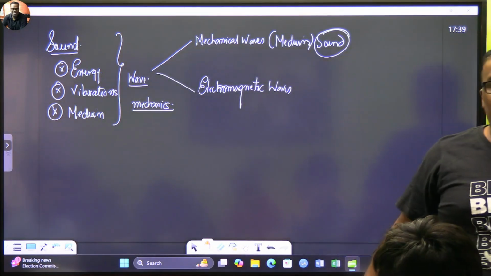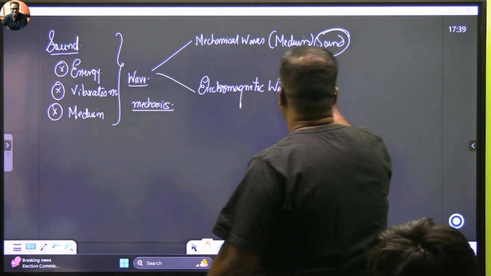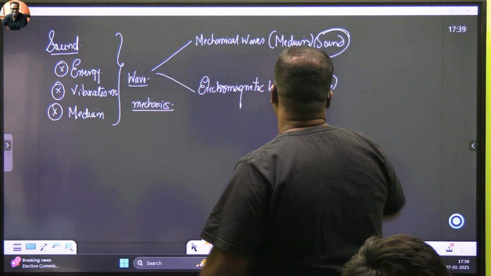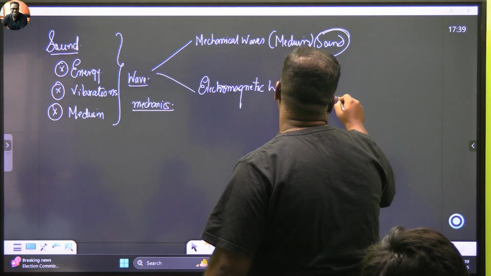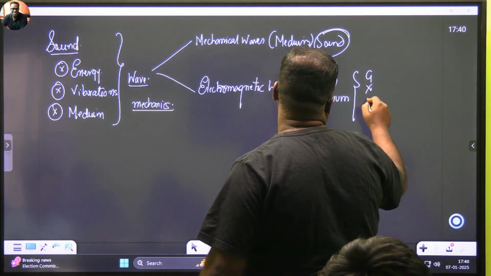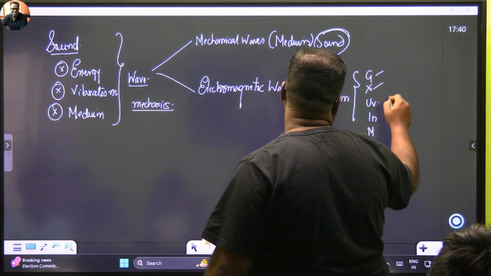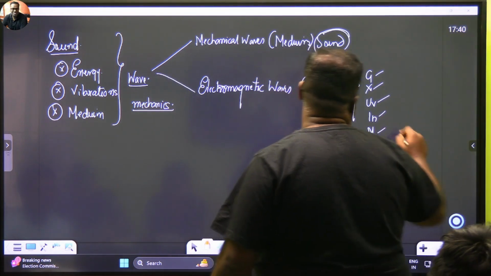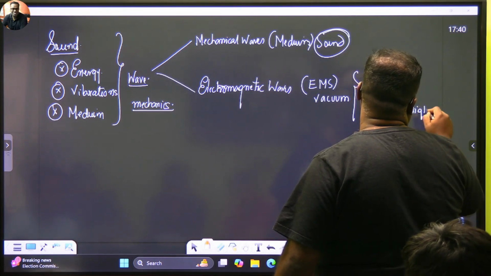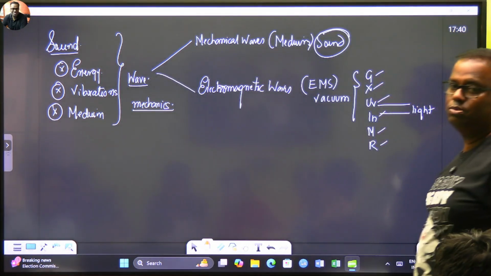Electromagnetic waves are the waves which do not need any medium for propagation. So everything that you see in the EMS, electromagnetic spectrum of the sun, all these are electromagnetic waves. They can travel in vacuum also. Just generic knowledge. What are the examples? Gamma rays, X rays, UV, infrared, microwave and radio wave. Also between these you have got your visible part of the sun's electromagnetic radiation, which is called light.